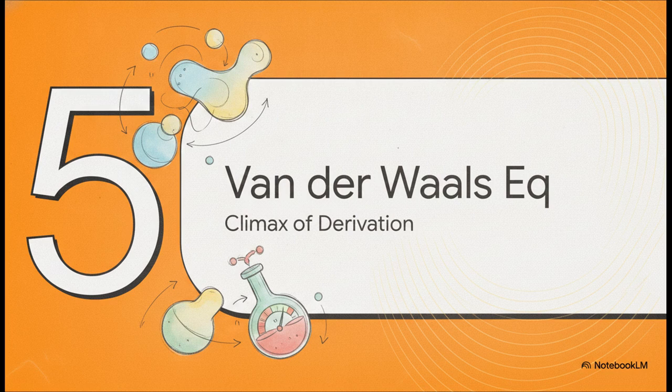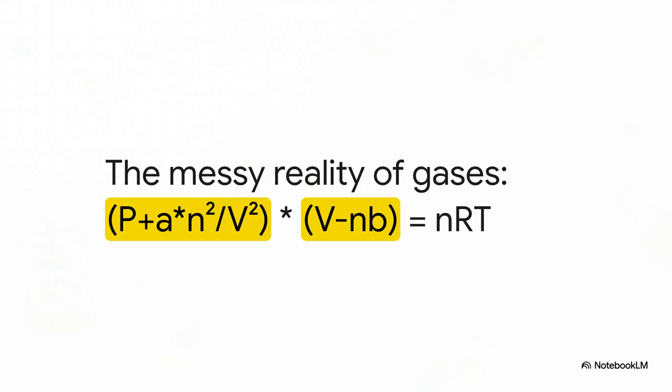And now, part 5, the van der Waals equation. This is the climax of our derivation. We did it. Here it is in all its messy, real-world glory. We take the classic, simple PV equals nRT, and we just substitute in our reality checks. We replace P with our brand new pressure term that mathematically adds back the lost force of attraction. And we replace V with our new free volume term that mathematically subtracts the physical size of the molecules. The result? The van der Waals equation. It's a robust mathematical model that finally embraces the messy, sticky, crowded reality of real-world gases.